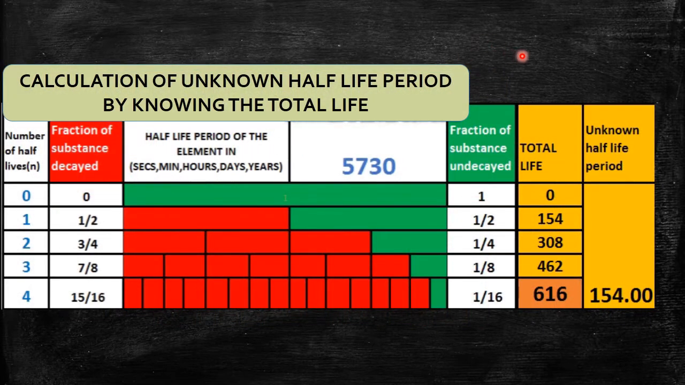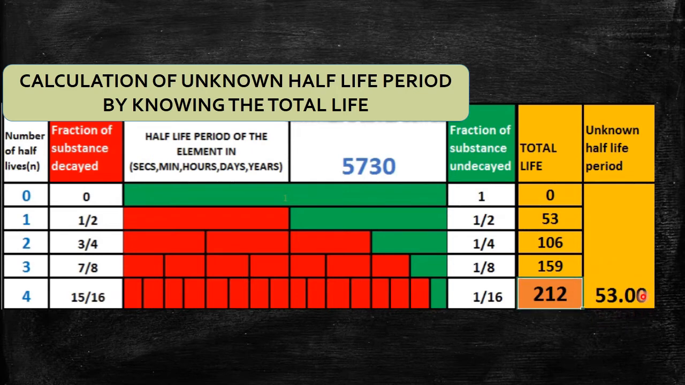Here in the last yellowish portion, you can find out the unknown half-life period. By knowing the total life, we are able to calculate which one? The unknown half-life period. For example, if I substitute some value here, for example 212 is the total lifetime for the element to decay. How much portion is decayed? 15/16 of the radioactive element is decayed in 212 years. Just look at the value. The half-life period of the element is how much? 53. Are you clear? 53 years or 53 days.